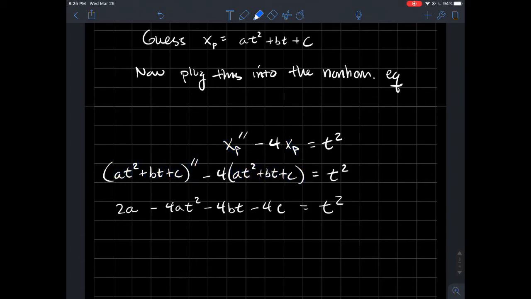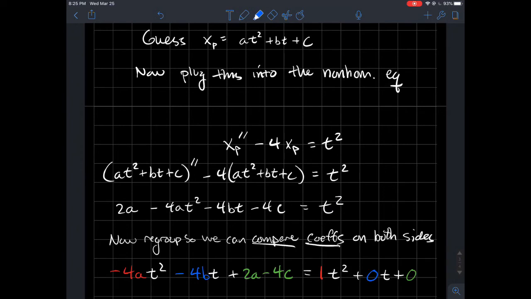And so if I do that, you do the second derivative here. You'll do the second derivative here. You should get a 2a out of the first part. And the rest of that stuff, bt plus c, goes away when you do the derivative twice. And then what do I get? I just distributed this -4 to everything inside. That's all this stuff here. And that's all equal to t squared.